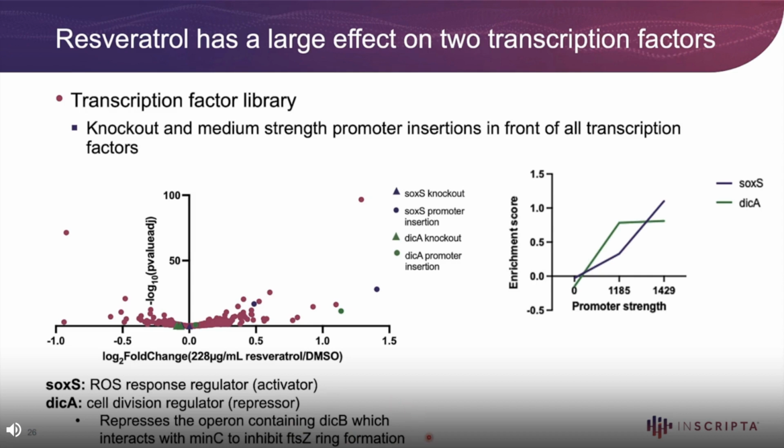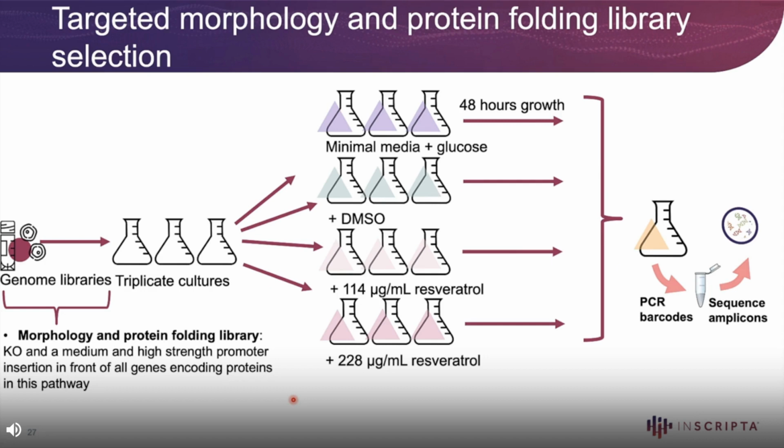And this second result here, this was what suggested to us that there could be something going on between resveratrol and the cell division machinery. And we used the results from this library selection to inform the next library that we'd build. The next library that we built is what we're calling the Morphology and Protein Folding Library. This library has a knockout, a medium, and a high-strength promoter insertion in front of all genes encoding proteins in these pathways.